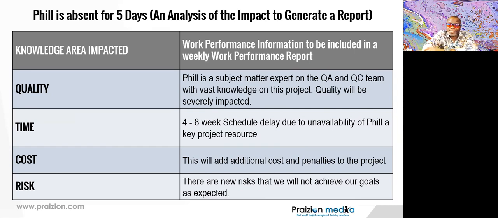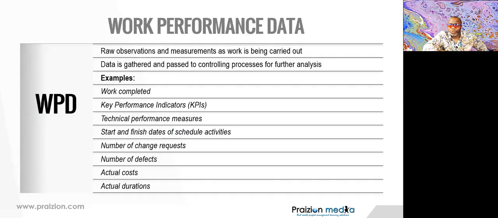This analysis that I'm doing here is the information. See, the data is, Phil is absent on the project, but when we flesh out the impact, now we're talking about information. See? Now, what are some examples of work performance data? Work performance data could be raw observations, measurements, work completed, KPIs, whatever those are.